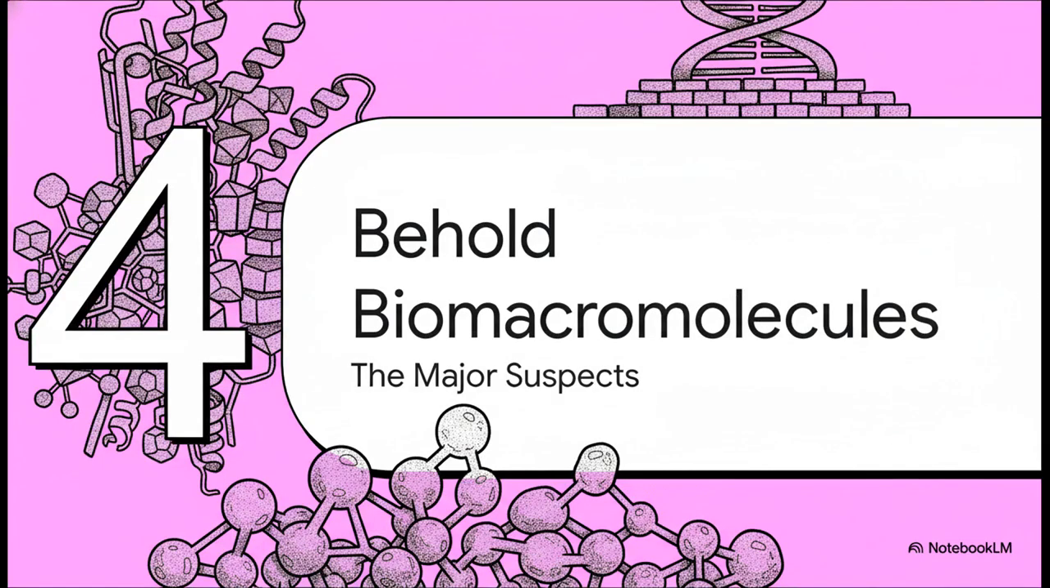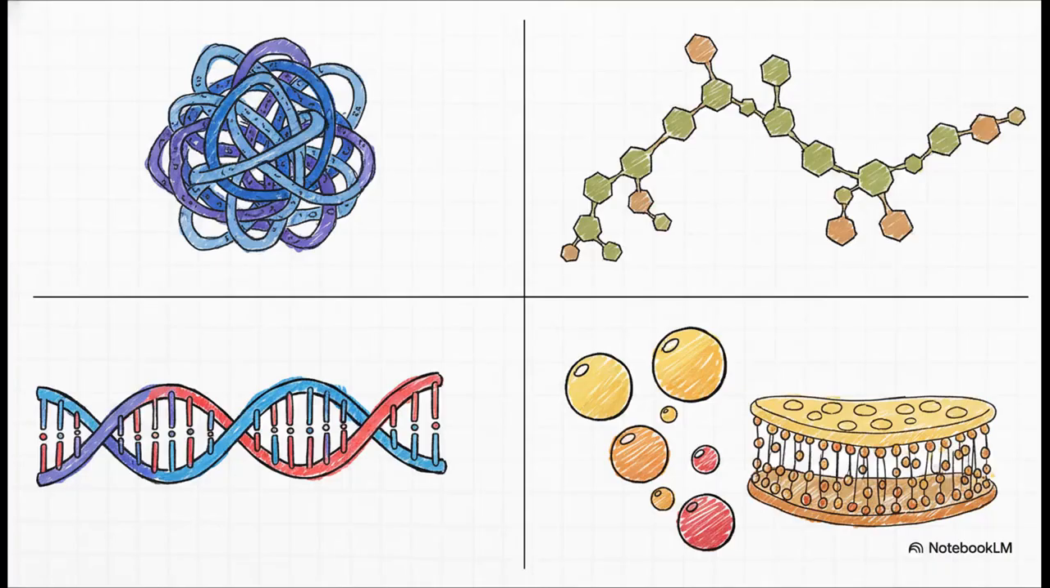All right, let's move over to the other fraction, the acid-insoluble stuff that got left behind in the cheesecloth. This is where we find the giants, the biomacromolecules. If the micromolecules were the individual Lego bricks, these are the massive, complex castles and spaceships they build. These are our major suspects in the story of life. Now, this fraction has 4 main players: proteins, polysaccharides, nucleic acids, and lipids.